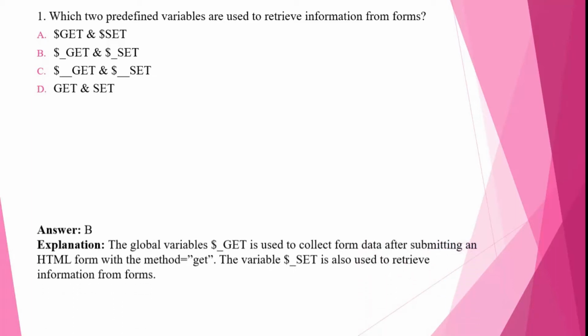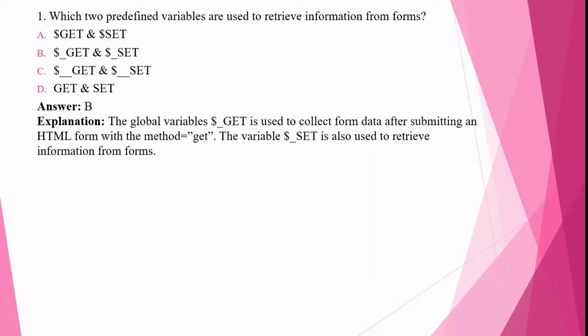First option, $get and $post variable. Next one, $_get and $_set variable. And the last one, get and set variable. So the right answer is B, that is $_get and $_set.